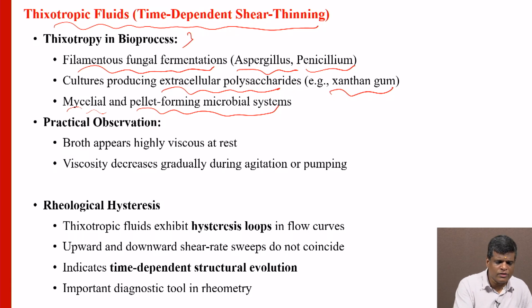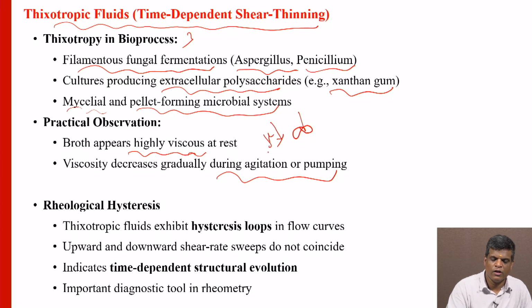So the practical observation: the broth appears highly viscous whenever there is no shear rate, and the viscosity is very high at rest. But during agitation or pumping, the viscosity automatically drops. If shear rate is absent, the viscosity increases again. So at rest the broth appears highly viscous, and whenever you agitate or pump, the viscosity slowly decreases.